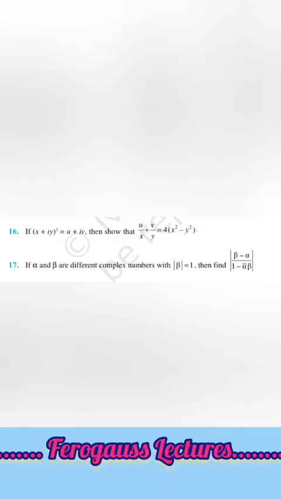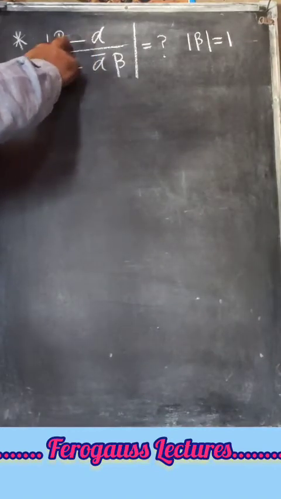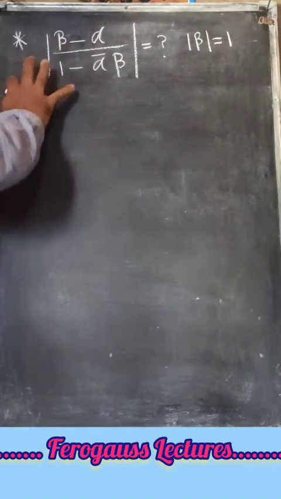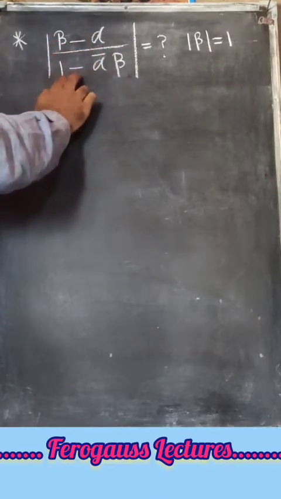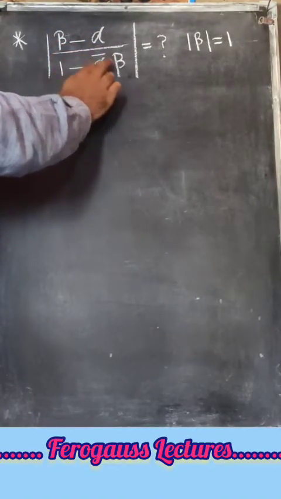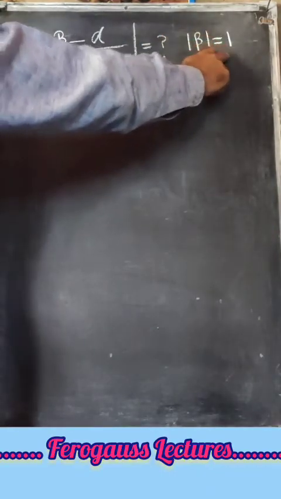Now we have one more question: if alpha and beta are different complex numbers with modulus of beta equal to 1, then find the modulus of beta minus alpha divided by 1 minus alpha conjugate beta. Let us find this result. For complex numbers alpha and beta, we have to find the modulus of beta minus alpha divided by 1 minus alpha conjugate beta, while modulus of beta is equal to 1.